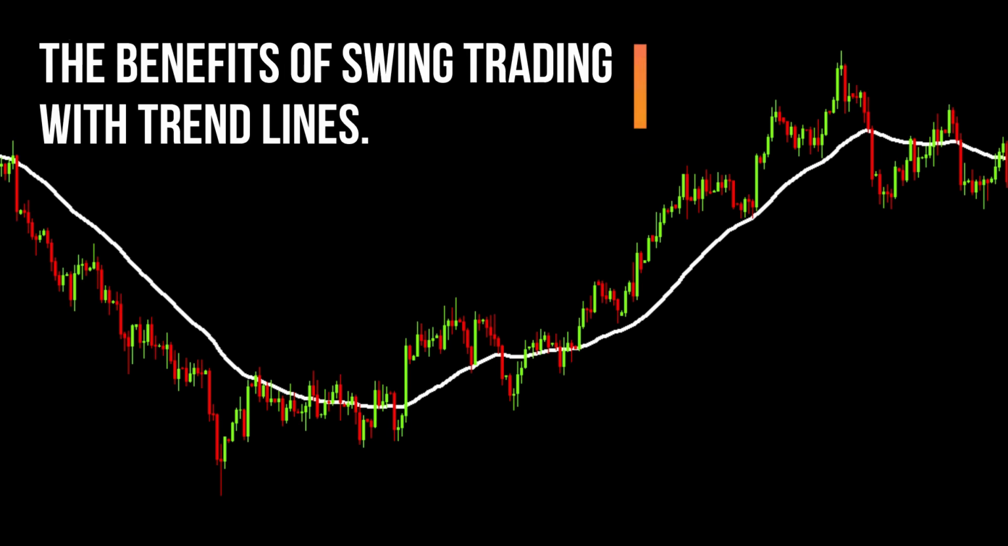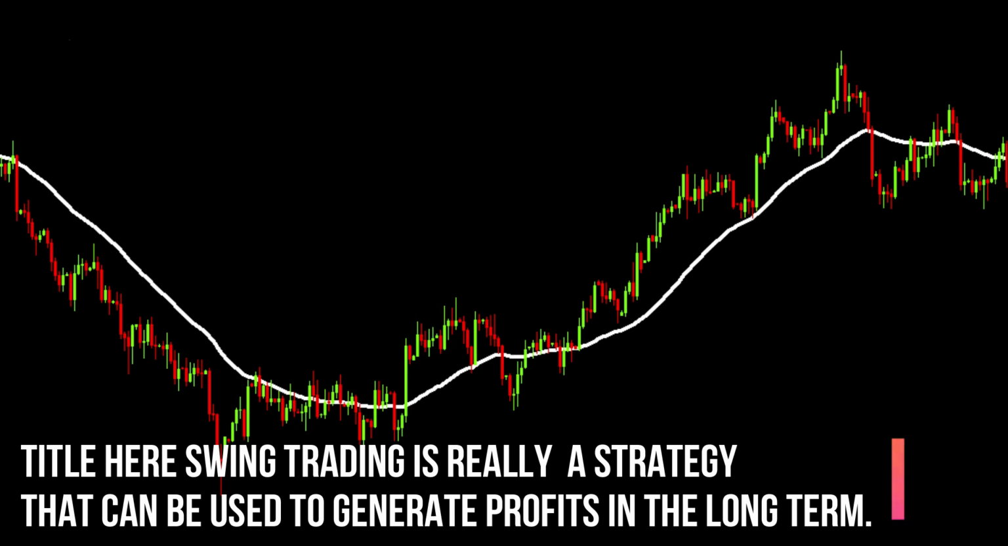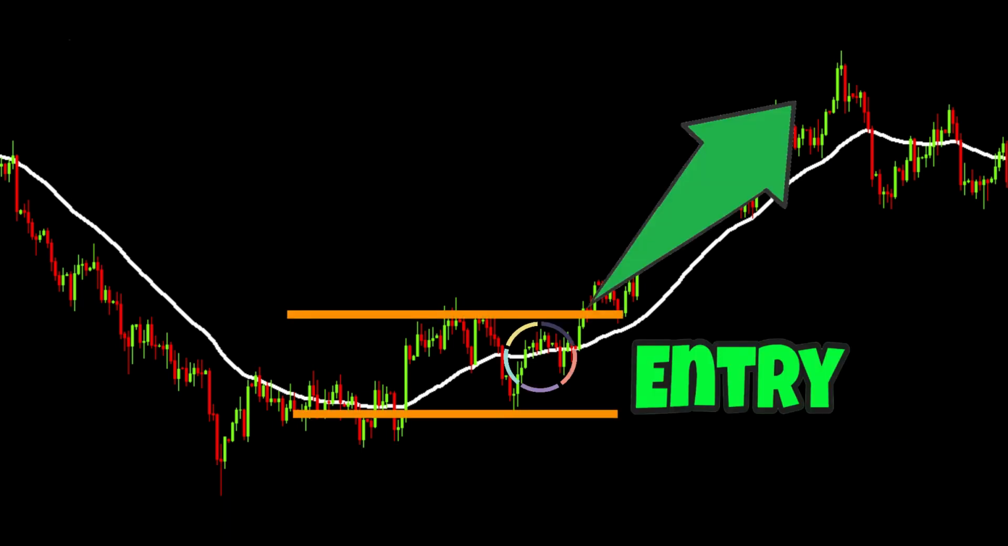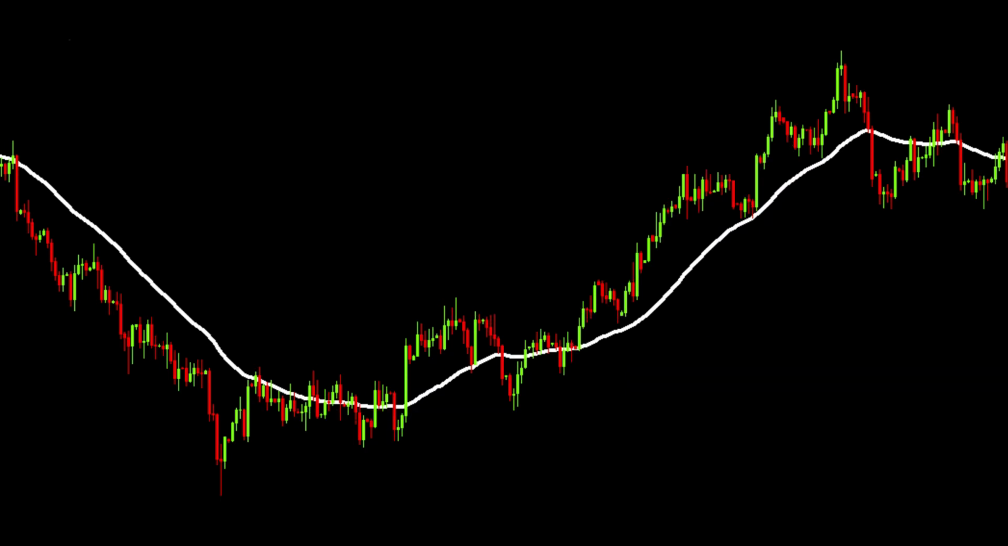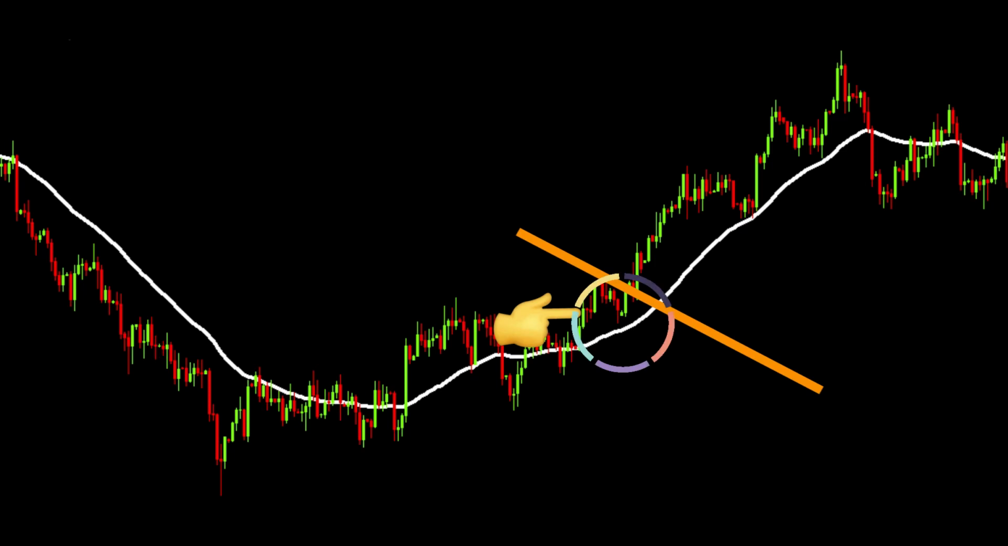The benefits of swing trading with trend lines. Swing trading is really a strategy that can be used to generate profits in the long term. It is a type of buy and hold strategy that is often utilized by traders who are searching for a more stable income. In swing trading, traders will buy an asset when it reaches the low of its trend lines and sell it when it reaches the high of its trend lines. They will then just wait for another opportunity to trade again.